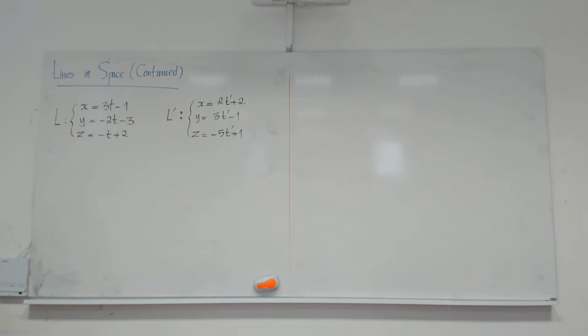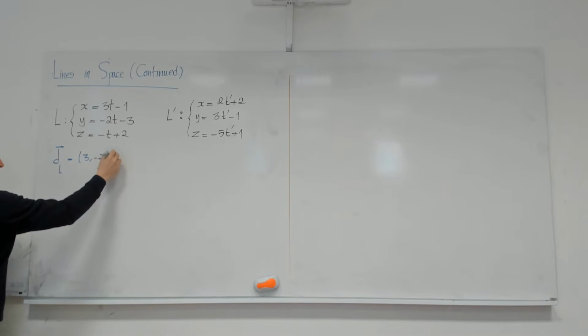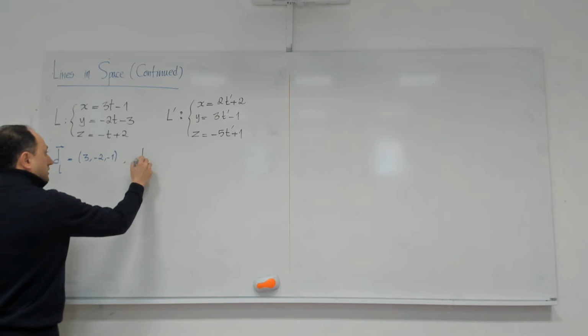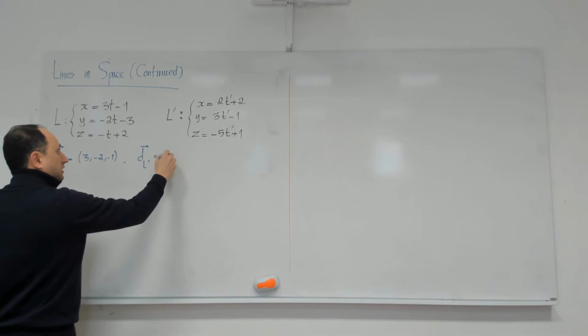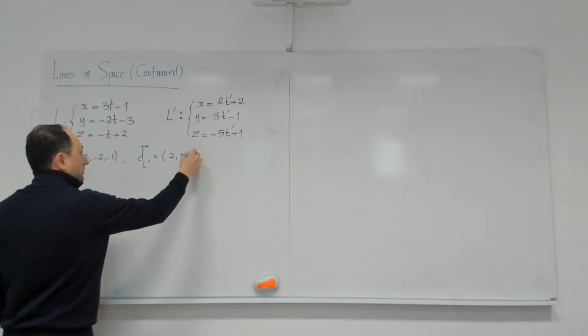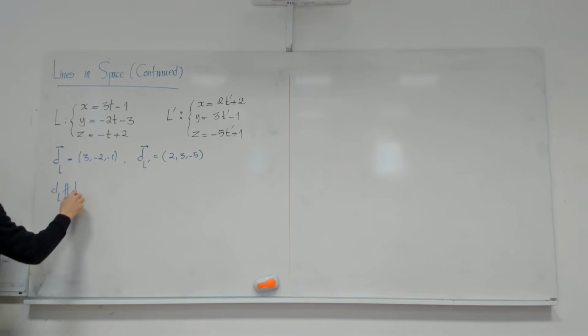So what we are supposed to do first, if you remember, of course, we start by reading dL, the direction vector of the first line, which is 3, minus 2, and minus 1. And then I consider dL prime, the direction vector of the second line, 2, 3, and minus 5. So are these two parallel? None of them is a multiple of the other one. So you see that dL is not parallel to dL prime.